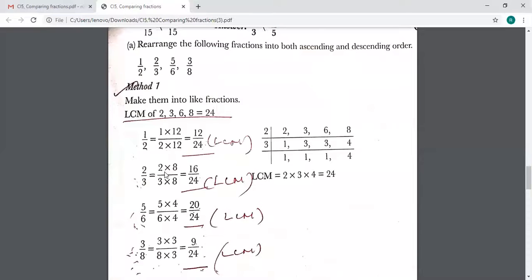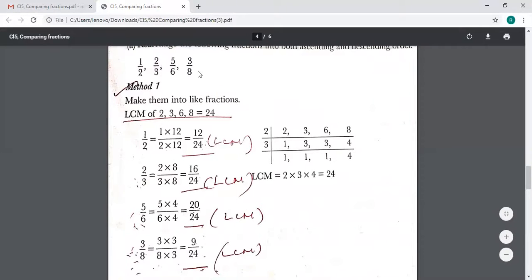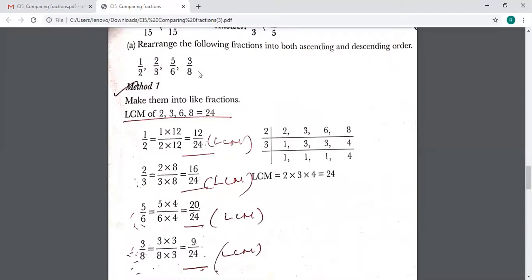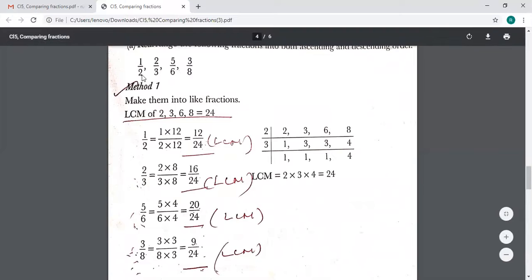It is the same way. What we do, we find the LCM of all these numbers, the lowest common multiple, and then we'll make the denominators all the same. Now see, suppose here we got 24 as the LCM. Now the LCM you will find by your method. Now suppose 24 is the LCM.